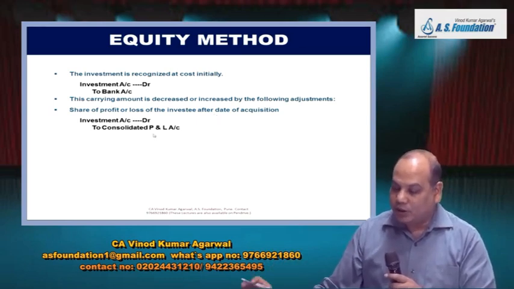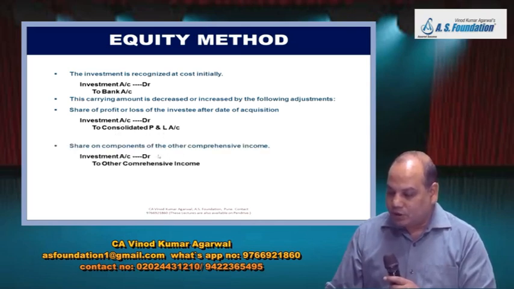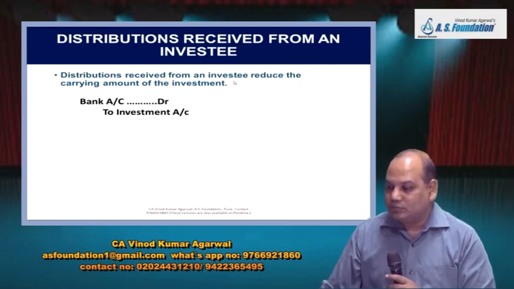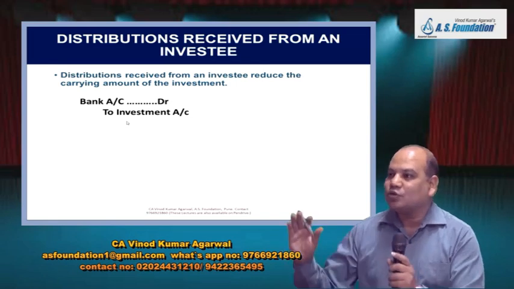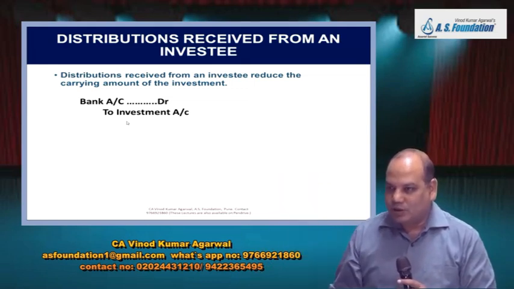So if they have made profit during the year, you calculate your share in the profit: investment account debit to consolidated P&L account. If they have made some changes in OCI, you calculate your share in that: investment to OCI. If you have received any dividend from the investee, then reduce it from the carrying amount of the investment. All these adjustments we are telling under IAS 28. Under IAS 27, the treatment will be done accordingly.